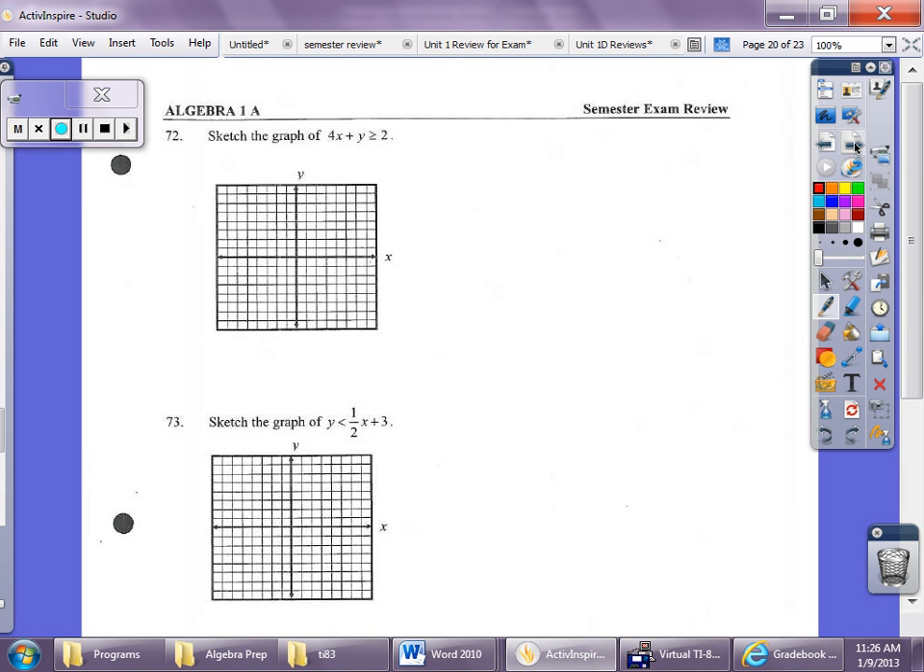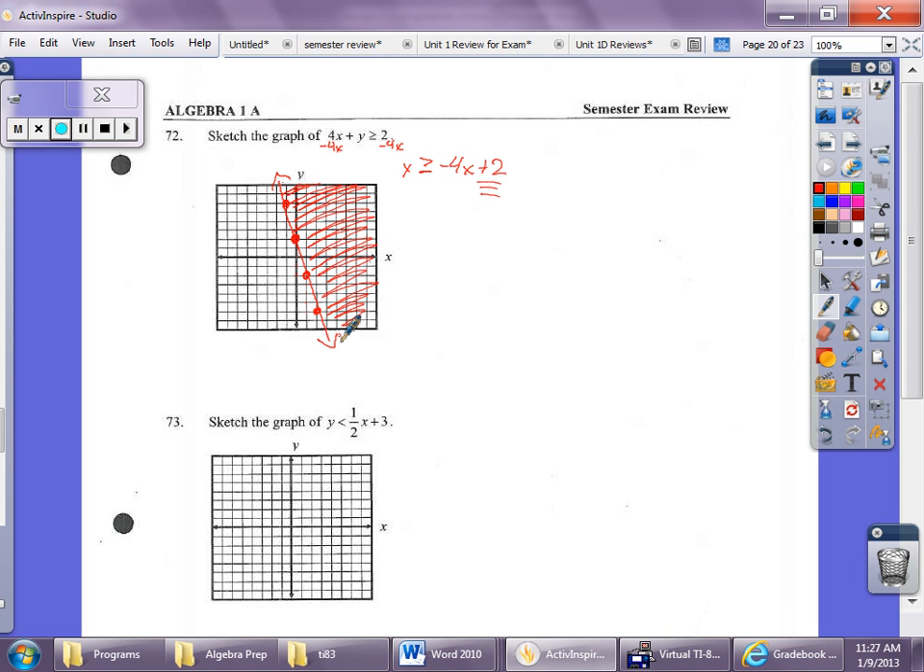Now we can look at 72, sketch a graph. In order to graph this, we need it to be in y equals form, so we subtract 4x: y is greater than or equal to negative 4x plus 2. So we start at 2. Our slope is negative 4, so down 4 and right 1, or we can go up 4 and left 1. It's greater than or equal to, so that will give us a solid line, our closed-in line. y is greater than, so we're going to shade above this graph.